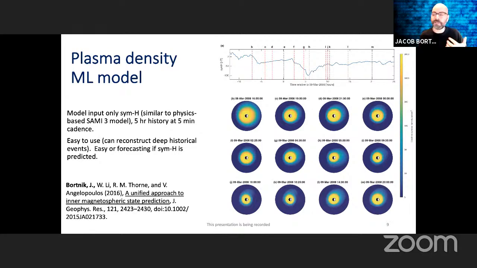I took data from the THEMIS A, D and E satellites. It was about a 7-year time series, sampled at a 5-minute cadence, and using the location of the satellites and a 5-hour look back window of the SYM-H index, also at a 5-minute cadence, I was able to train a neural network to reproduce the electron number density throughout the whole of the spatial domain. And here you can see this is a storm occurring on 9th of March 2008. The red dashed lines represent time slices, and at every one of these time slices, I probed my neural network to say, what is the density at all locations?